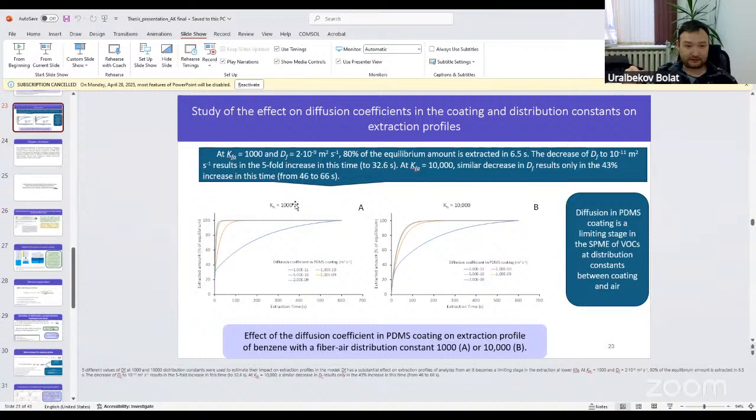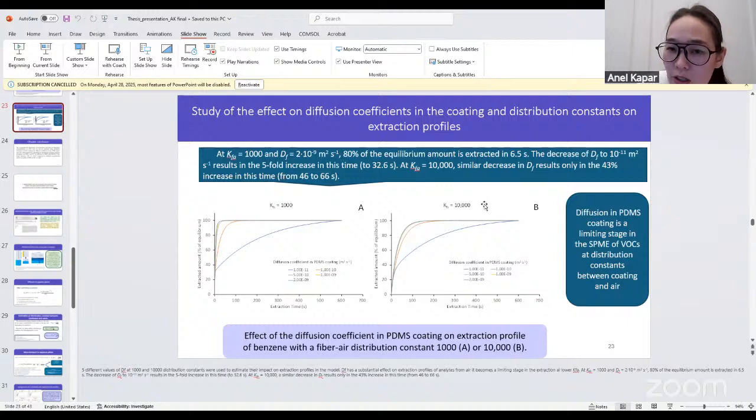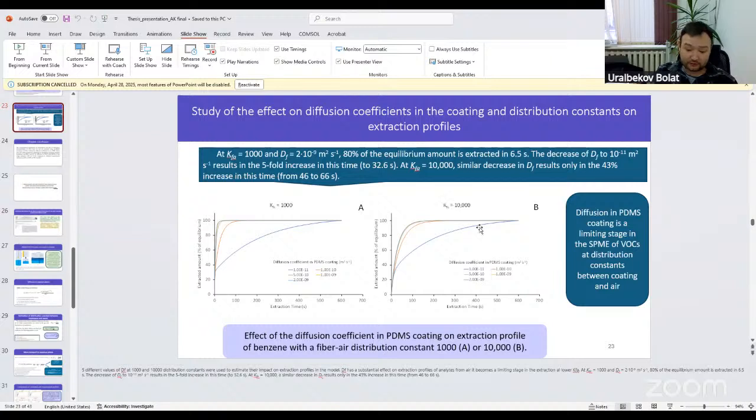действительно увеличение на 43%. Нет, когда увеличиваем от 1000 до 10 тысяч, equilibration time при таких же значениях коэффициента диффузии в волокне изменяется на 43%. Вот при константе распределения 10 тысяч. Я понимаю, да. При одних и тех же коэффициентах диффузии, в частности, вы указываете этот коэффициент 10 минус 11 степени. Но я не вижу увеличения на 43%. Вот это я хочу сказать.